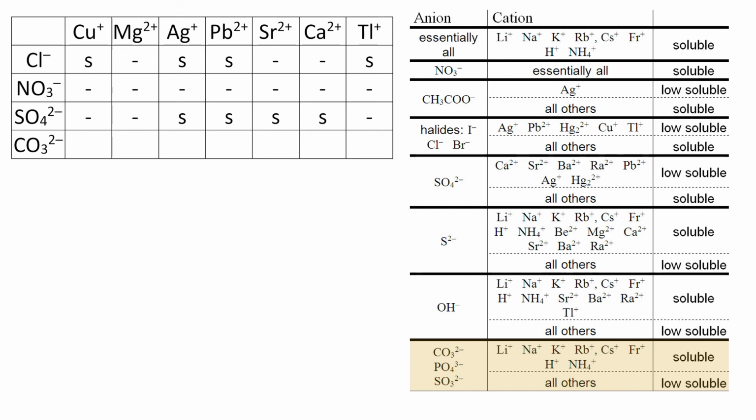Now for carbonate, phosphate, and sulfite. Cu plus, all others, says it's low soluble, so I'll put an S in the box. Mg2 plus, also all others, low soluble, so I put an S in the box. Ag plus, also all others, so low soluble, so I put an S in the box. Pb2 plus, also low soluble, so I put an S in the box. Strontium, same thing. Calcium, same thing again. And then thallium, once again, also low soluble. So carbonate will form a solid with any one of the cations that we have.